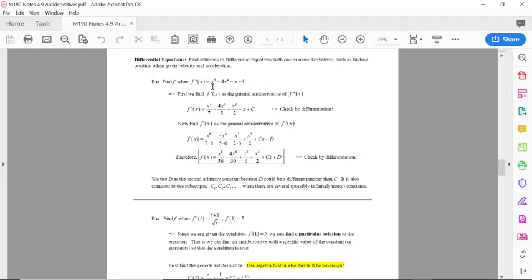Add 1 to the exponent, divide by the result. The second term, we factor out the negative 4. We add 1 to the exponent, divide by the result. So we get x to the 5th over 5. Third term, add 1 to the exponent, divide by the result. Fourth term is a constant.